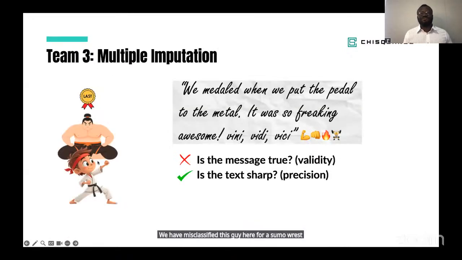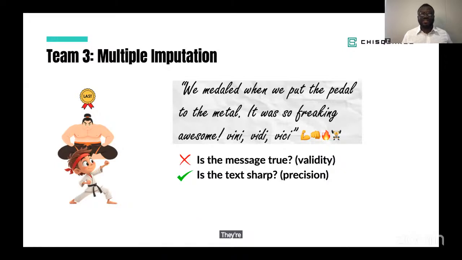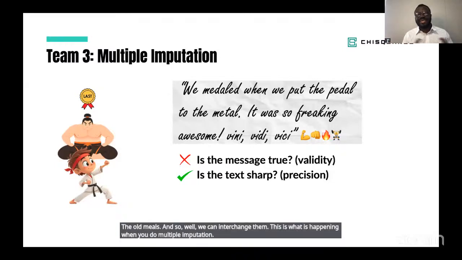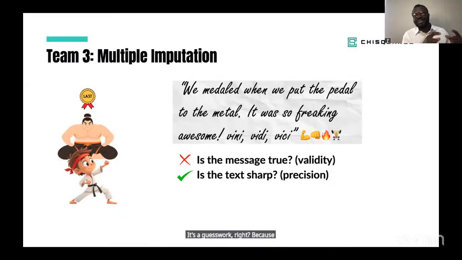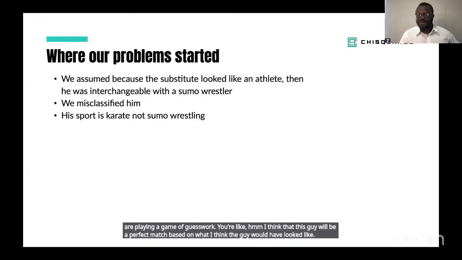We just assume that, well, they look alike. They're all wearing sports attire. They're all males. And so, well, we can interchange them. This is what is happening when you do multiple imputation. It's guesswork, right? Because you don't even know the original value. So you're playing a game of guesswork here, like, I think that this guy will be a perfect match based on what I think the guy would have looked like. And that is the danger with multiple imputation.